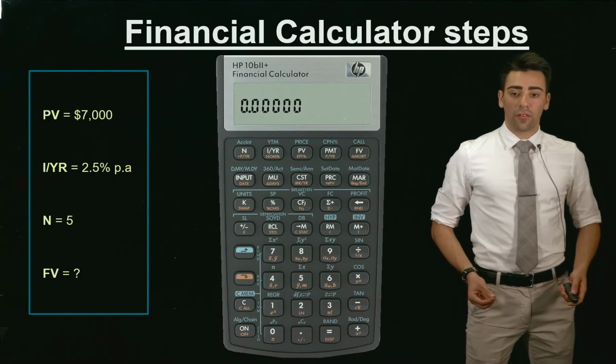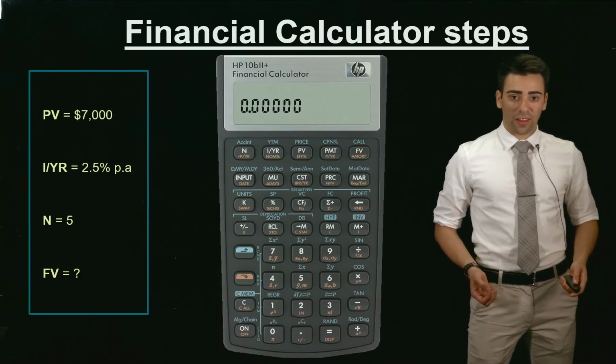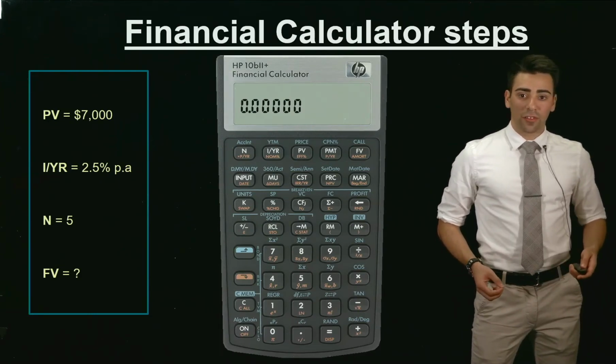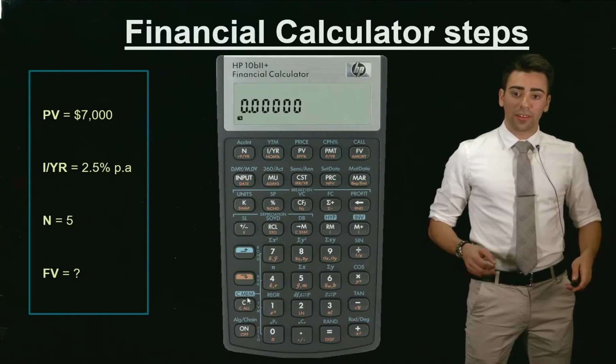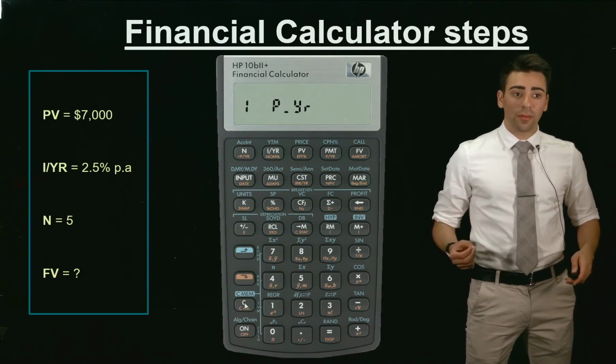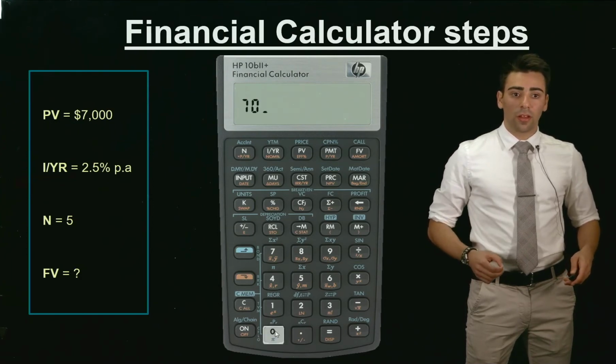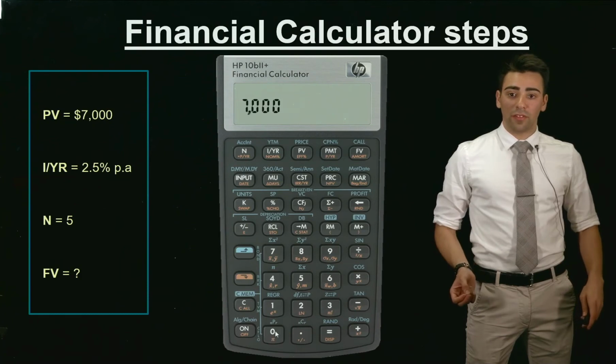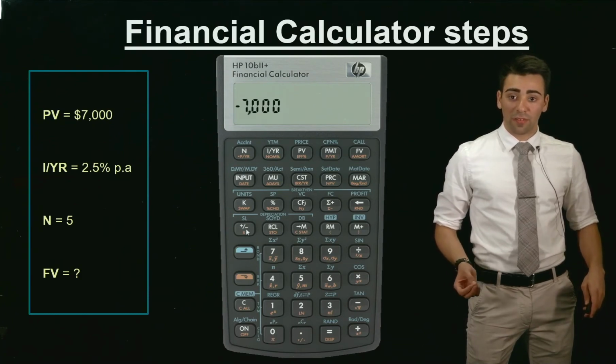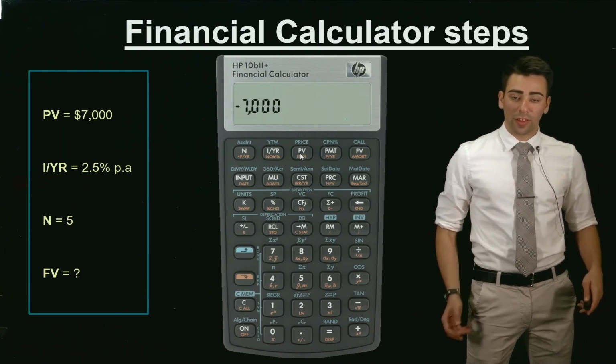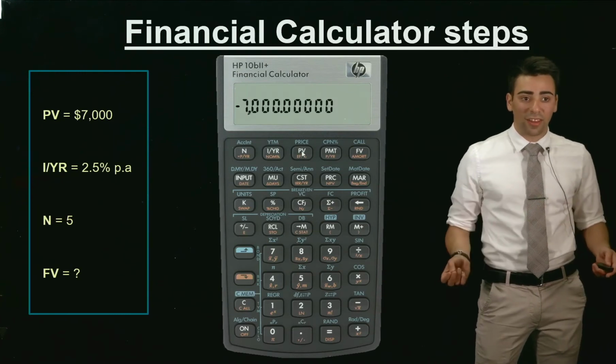We can also solve this question using our financial calculators. First, we'll start by clearing the memory, pressing Shift down and C. And next, we'll enter 7,000, followed by the PV key, which is present value. We enter it as a negative as well because the money is going out of our pocket into the account.